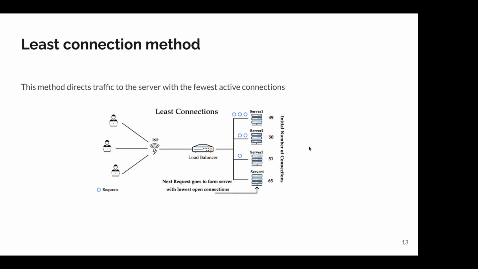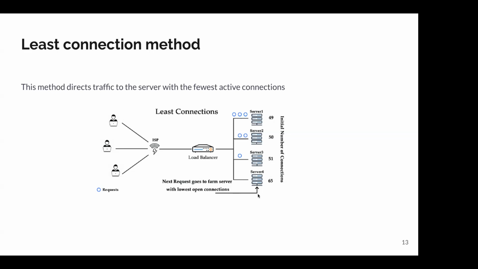Now let's talk about the most widely used one, which is the least connection method. In this method, the server would direct the traffic to the server with the fewest active connections. It will keep track of the active connections in each of the servers and assign the traffic accordingly. Here you can see you have 4 servers, right?